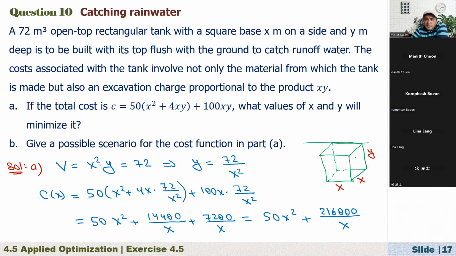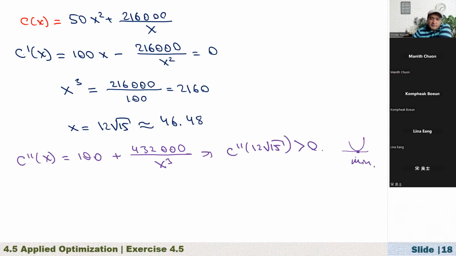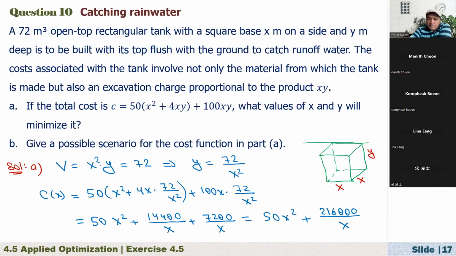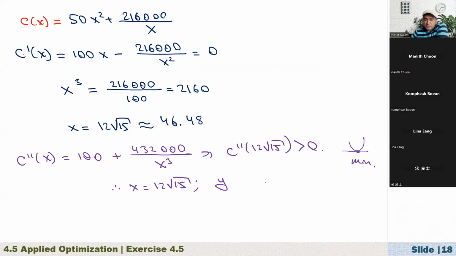What is the question? What values of x and y will minimize it? So when x equals 12 square root of 15, and y is equal to, what is y? 72 over x squared, so that's 72 over 12 square root of 15 squared. So when x equals this and y equals this, it minimizes the cost.